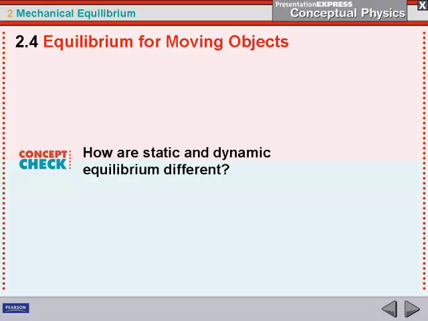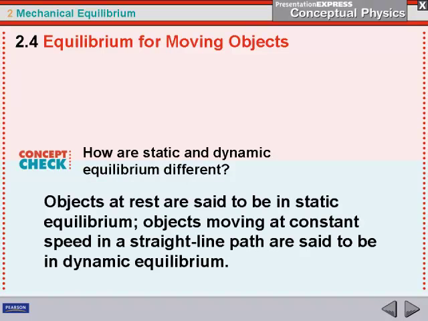How are static and dynamic equilibrium different? Objects at rest are said to be in static equilibrium. Objects moving at constant speed in a straight line path are said to be in dynamic equilibrium.